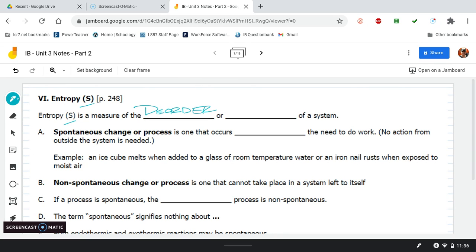So disorder, my S didn't come out very well. Let's try that again. So there you go. Disorder or randomness.